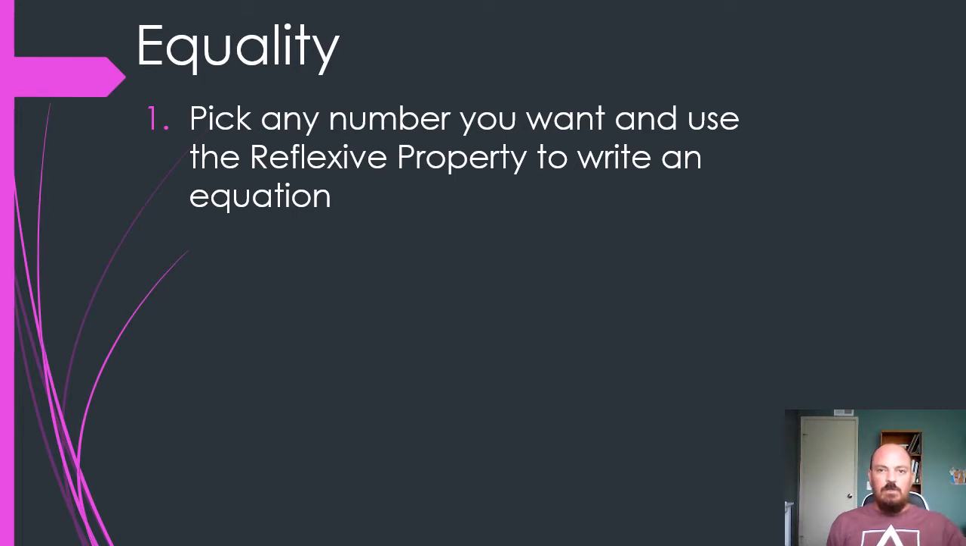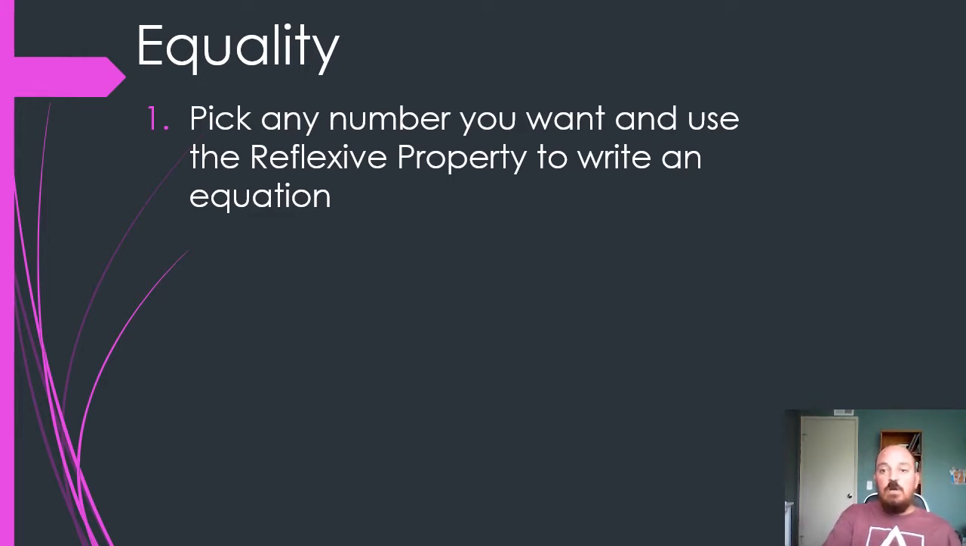And I'm going to walk through a little activity here. I'm going to do it on the side here. But if you want, you can grab a piece of scratch paper and do it with me with a different number and see that it works. I said pick any number you want, and use the reflexive property to write an equation. So for me, I'm going to choose the number 2.